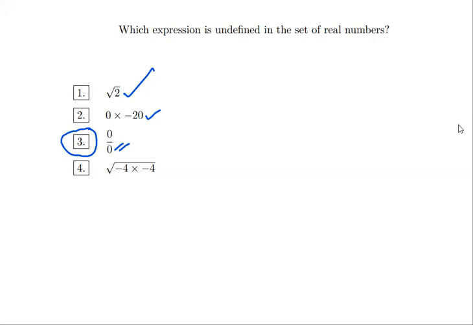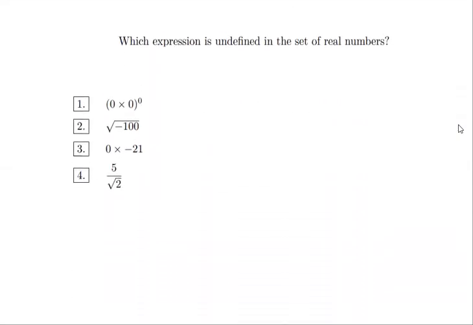And I want to take some time to look at number 4. Here we're doing -4 times -4. So initially it may look like this expression is undefined. However, when you work out what -4 times -4 is, if you multiply two negative numbers, the result is a positive number. So this is the square root of 16, which is equal to 4. So the fourth element here is defined, and this is what's undefined.